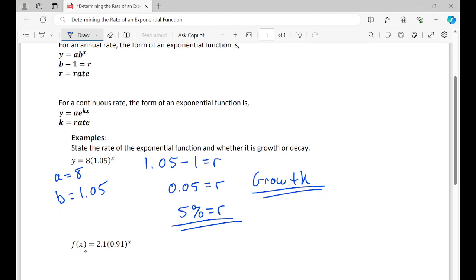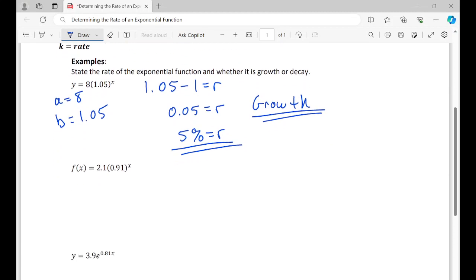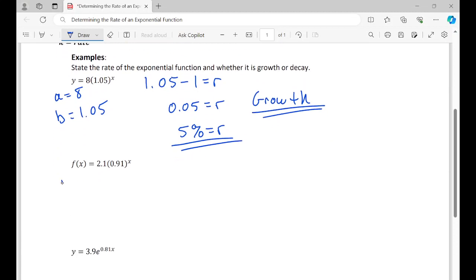Next we have f of x, which just means y, equals 2.1 times 0.91 raised to the x. So again, this is in the same form as the first one, ab to the x. So let's pick out what we know. a is 2.1, b is 0.91, and to find r, we're going to do b, 0.91 minus 1, which will give us r.